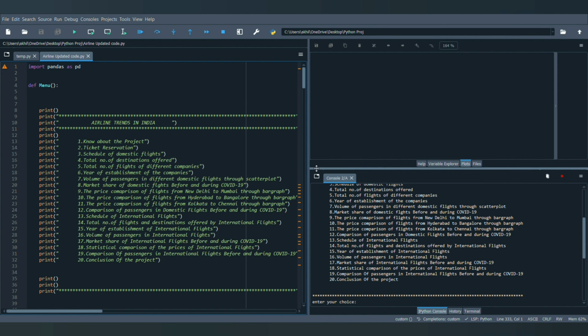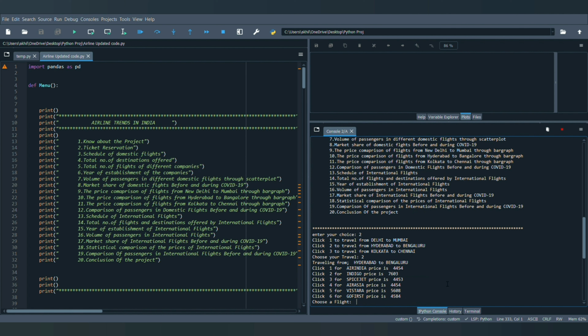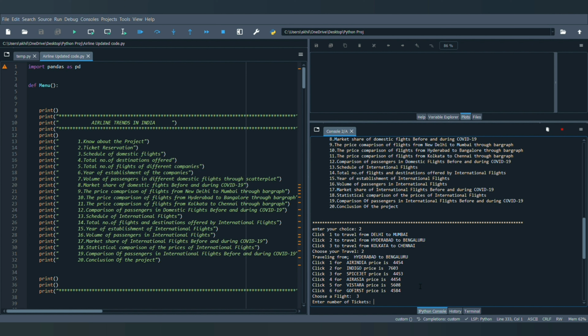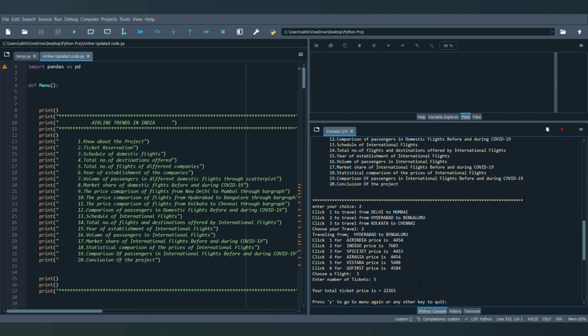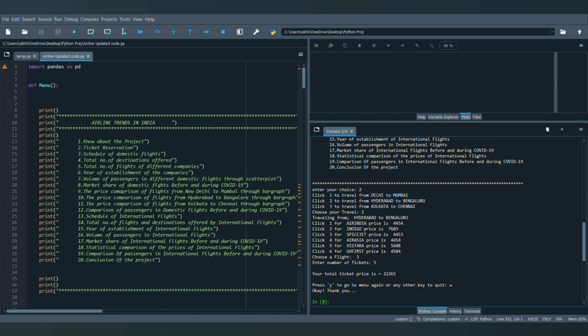So if I want to go from Hyderabad to Bangalore, I will enter option 2. Then it displays all the different flights that are available from Hyderabad to Bangalore and their ticket prices. So you can accordingly compare them and choose any one which you feel like. For example, I want to choose SpiceJet, so I'll press 3 and then it asks for the number of tickets. I'll enter 5 and my tickets are booked and it gives me the total price of the tickets. So if I press small y, then it will again show the ticket reservation menu. Or if I press any other letter, then the menu is exited. That is, my tickets are booked.